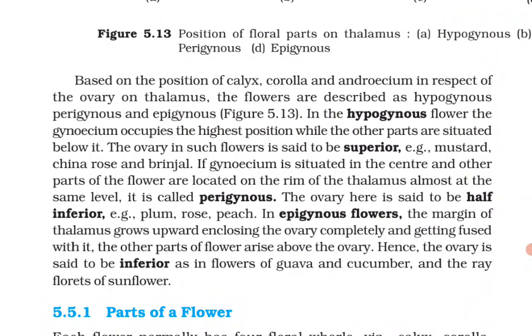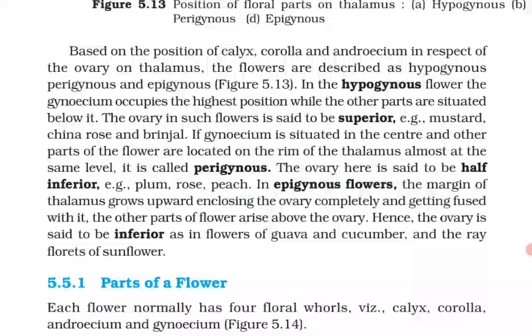In the hypogynous flower, the gynoecium occupies the highest position while the other parts are situated below it. The ovary in such flowers is said to be superior. Example: mustard, China rose, and brinjal. If gynoecium is situated in the center and other parts of the flower are located on the rim of the thalamus almost at the same level, it is called perigynous. The ovary here is said to be half inferior. Examples are plum, peach, rose.